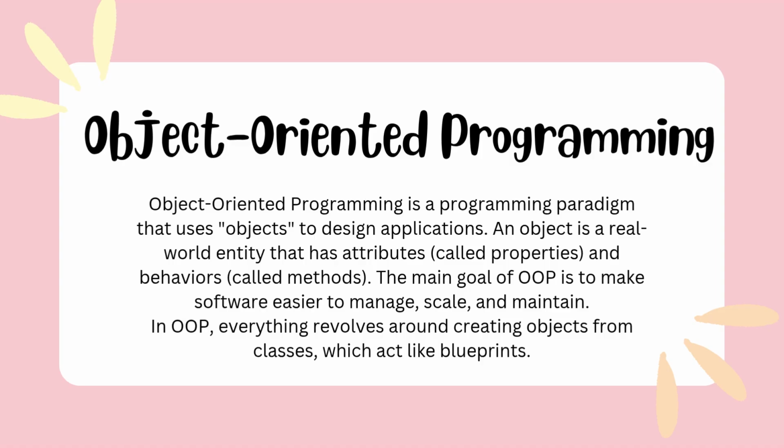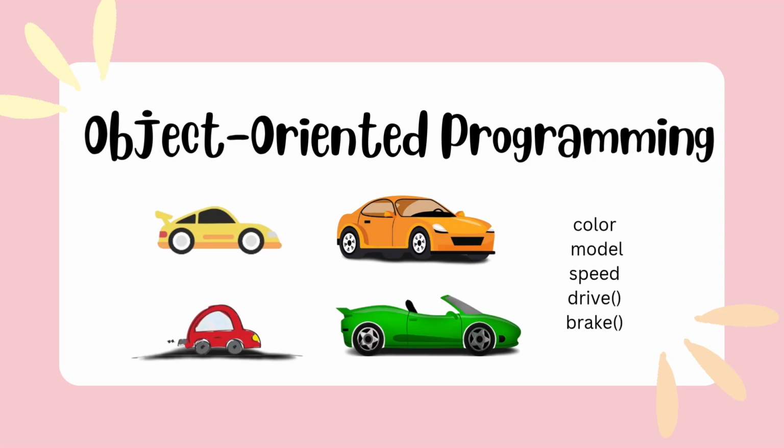So, let's understand with a real-world analogy. Imagine a class called car. A car has attributes like color, model, speed, and behaviors like drive or brake. A class car defines what a car is. And when you create an actual car, you are creating an object of the class. Just like in real life, where you can have multiple cars of different colors and models, but all follow the same design. In programming, you can create multiple objects from a class.